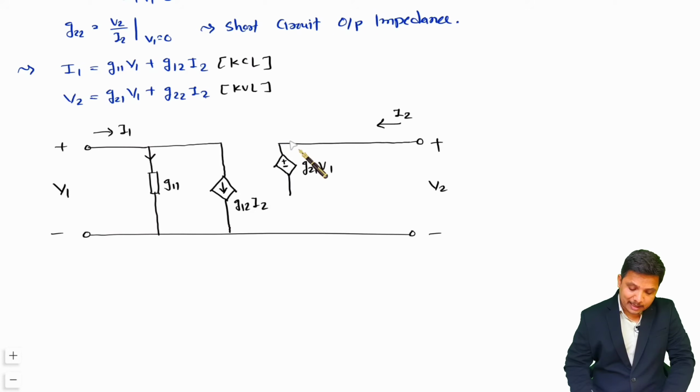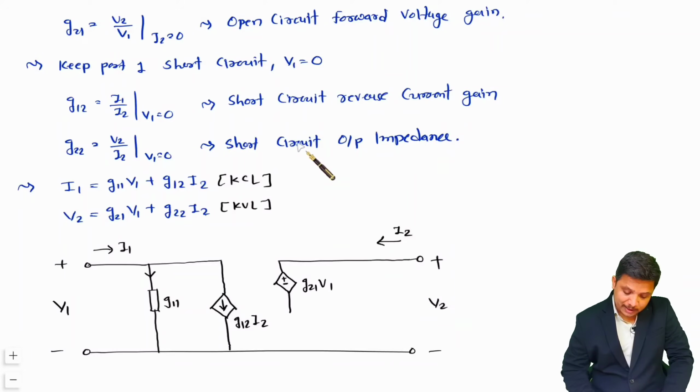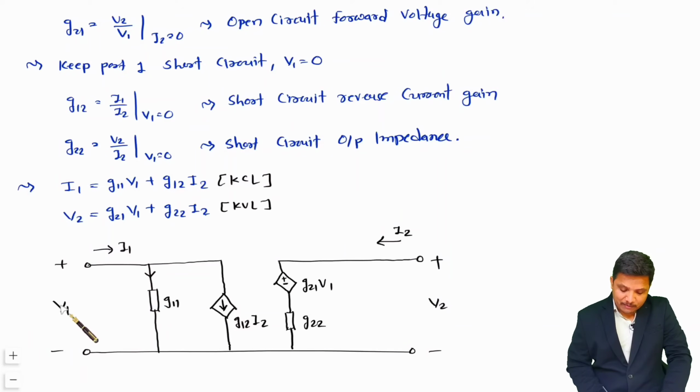Now in this loop the current is I2, right? What is G22? G22 is the short circuit output impedance. So here I should connect an impedance of G22 into current I2. So you will have V2 equal to G21 V1 plus G22 I2, and I1 equal to G11 V1 plus G12 I2 as per KCL, right? This is how we can have the equivalent circuit of G parameter.